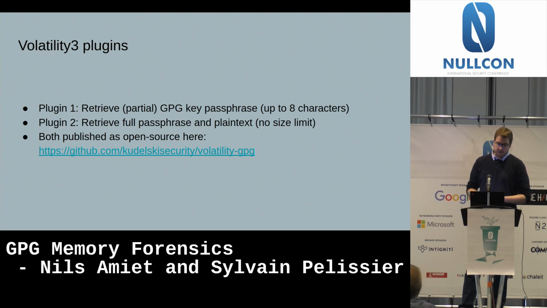So what we did in this work is we made two plugins for Volatility. The first one is able to retrieve partial GPG key passphrases, and by partial I mean up to 8 characters, using the bug that we reported, where it stayed in memory. The second plugin does the whole thing: it retrieves the full passphrase, and therefore you can use it to decrypt the ciphertext and retrieve the plaintext from the memory dump. We have open sourced these plugins, and they should be available at that address right after the talk.